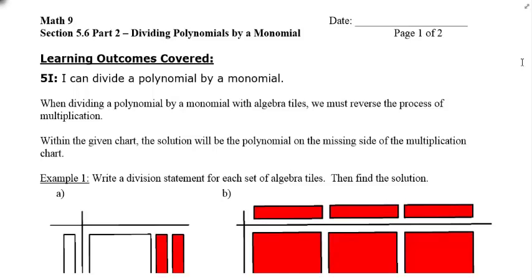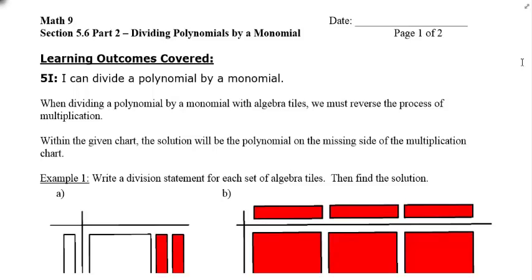Video for this chapter. I call this section 5.6 part 2 because in section 5.6 part 1 we did some multiplying, and now I want to show you how to do some dividing. This time we're going to divide a polynomial by a monomial. So remember using that chart thing with the algebra tiles? We're going to use it again to help us illustrate dividing.